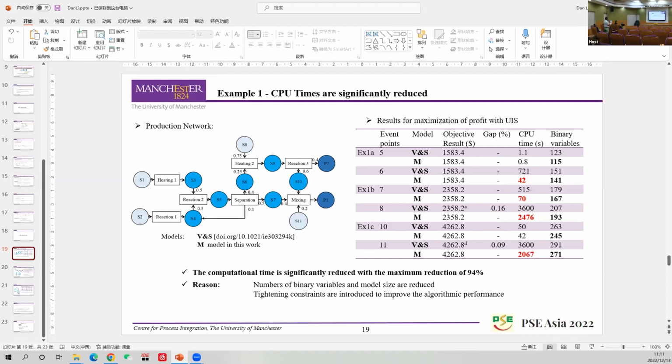So Dan, I have just one question for you. How have you fixed your event points? The event point is a parameter. I need to use an iterative process to determine it. So the result I have presented here is the best result of the event point. I need to determine it before I run the formulation.